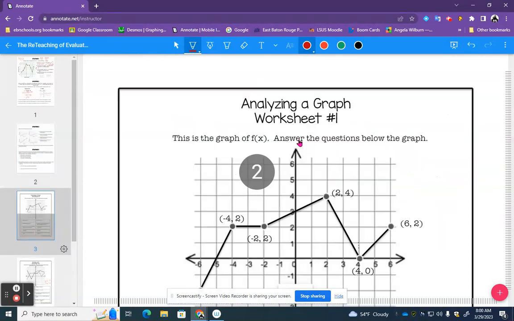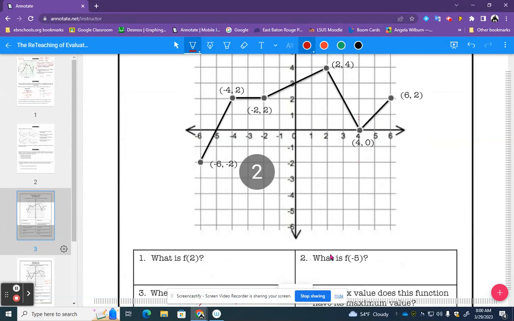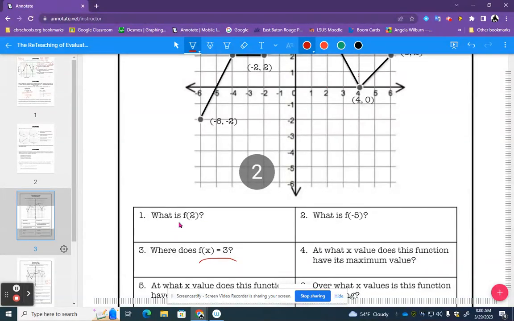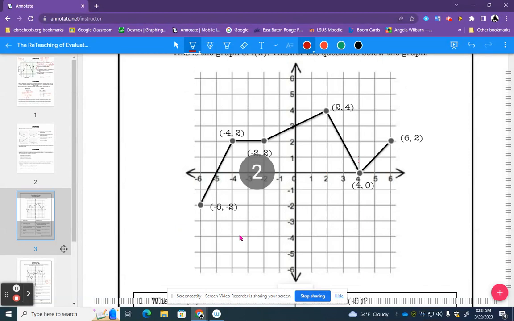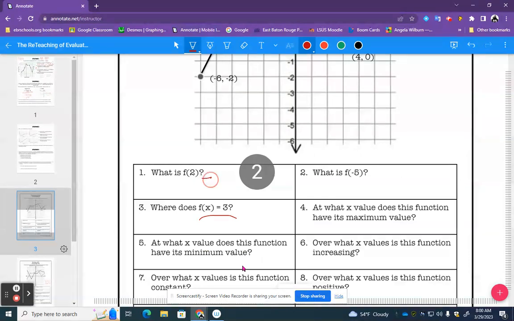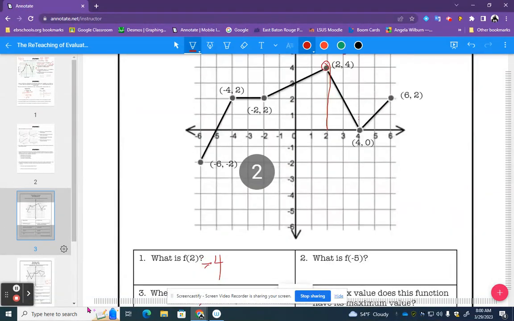If you have to look at a graph, what is f of 2? That means go to 2 on the x and see what is the y. It's 4. So if they wanted to know f of 2, it would equal 4. F of negative 5, you would go to negative 5. Well, the line is right there going through negative 5. So f of negative 5 would equal 0.